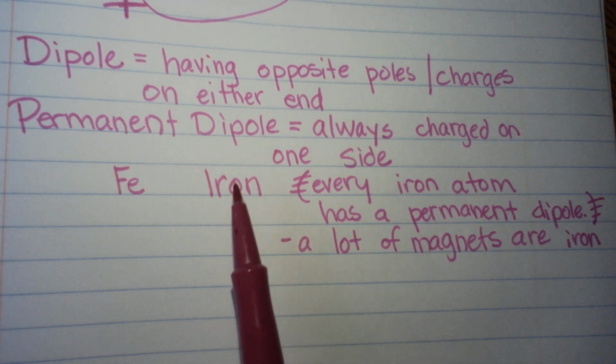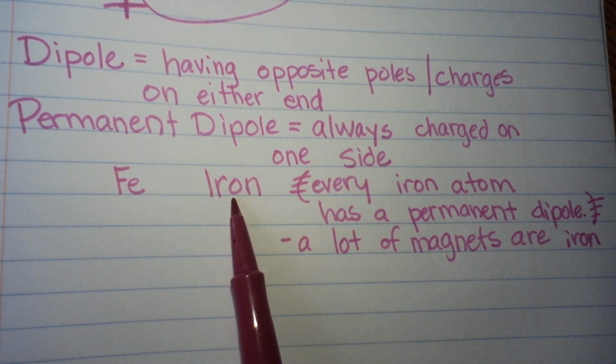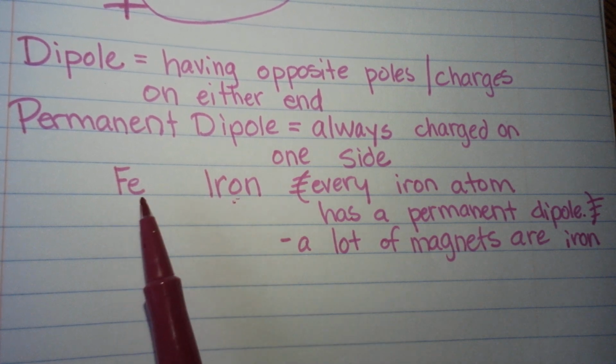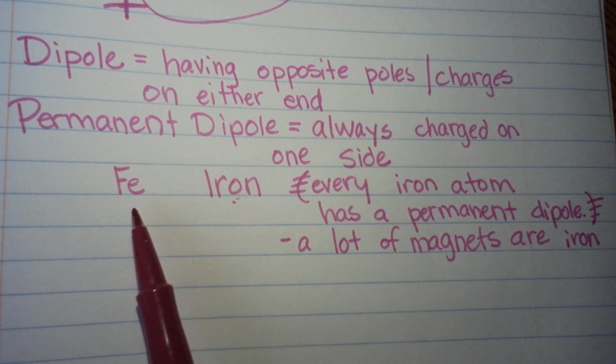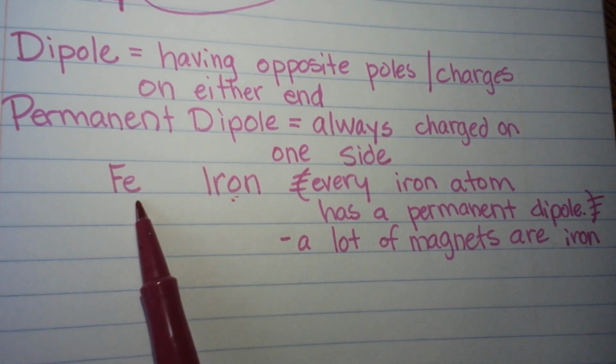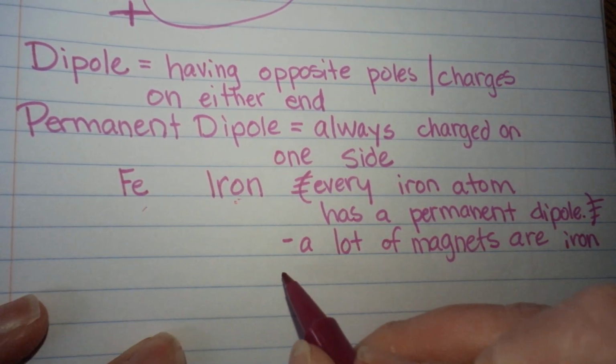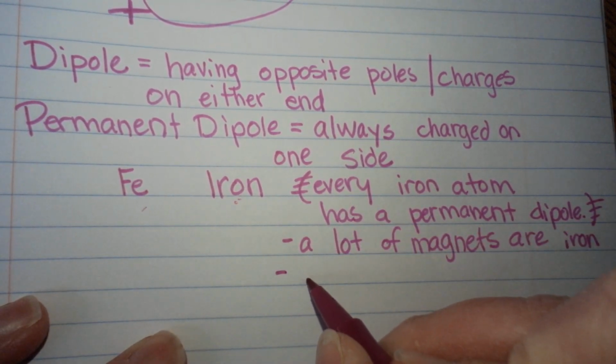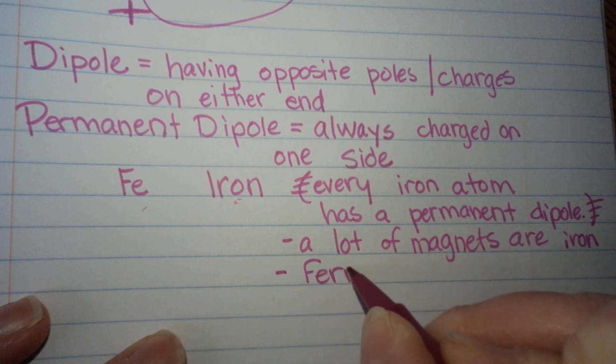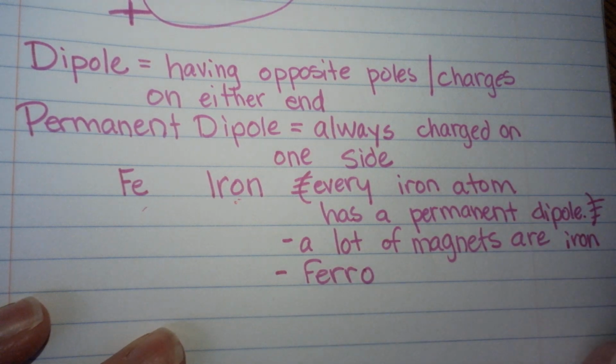Now think for just a second. Iron is iron, that's what we call it. It starts with an I. Why is it Fe on the periodic table? Because its original name, its Latin name, is ferro. Okay?